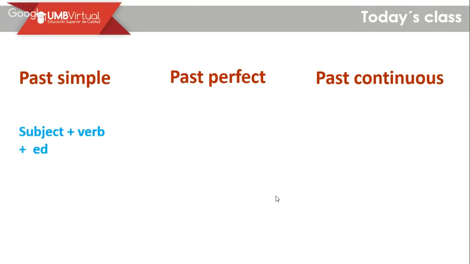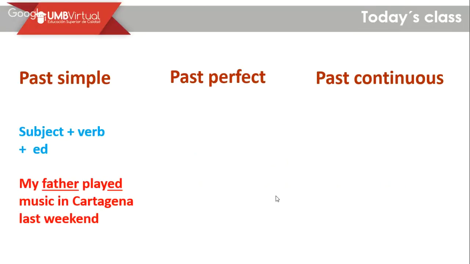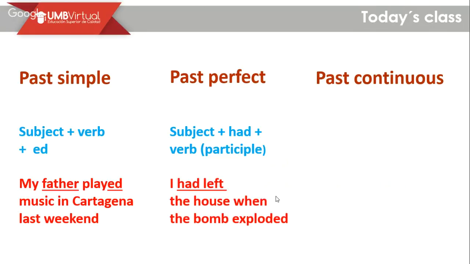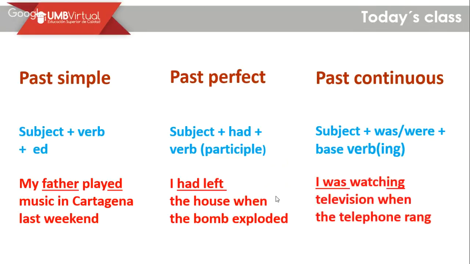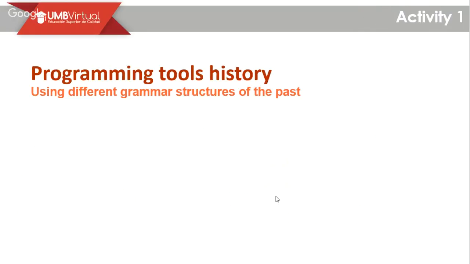In past simple, you need a subject, the verb, and ed. For example, my father played music in Cartagena last week. In past perfect, you need the subject plus had plus the verb in the participle form, which would be I had left the house when the bomb exploded. And in the past continuous, you have the subject plus was or were, and then the base verb, and you end it with ing. There you get, I was watching television when the telephone rang.